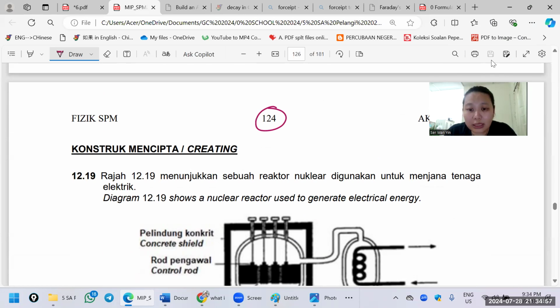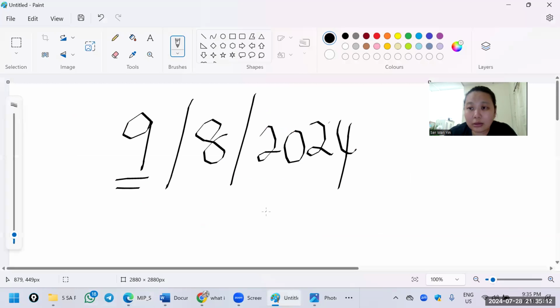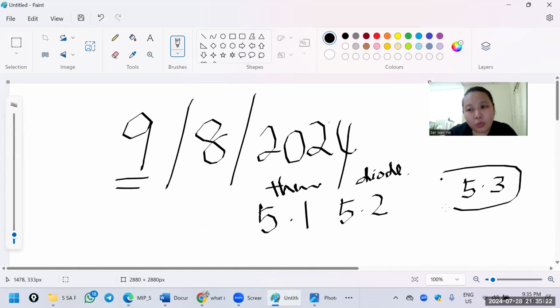Now that's all for today. Then next week we can start chapter 5 already. Any other question? If no question, next week I'll try to finish 5.1 and 5.2, thermionic emission and diode. 5.3, I think one more will be done and almost done.